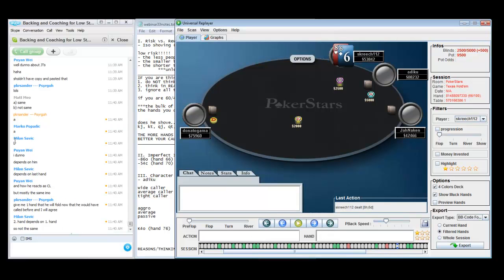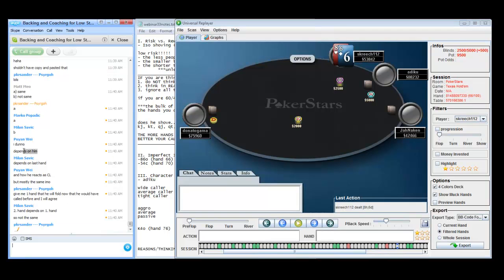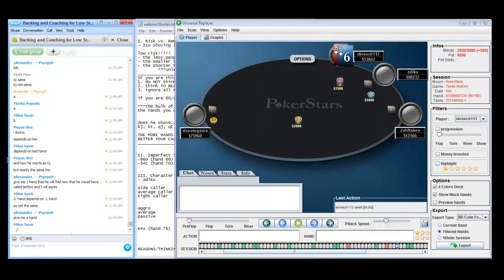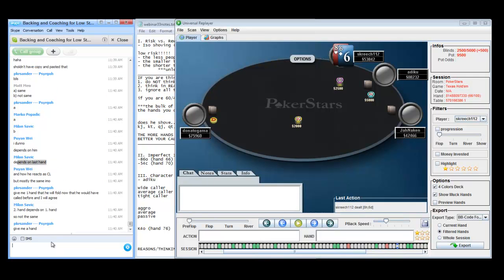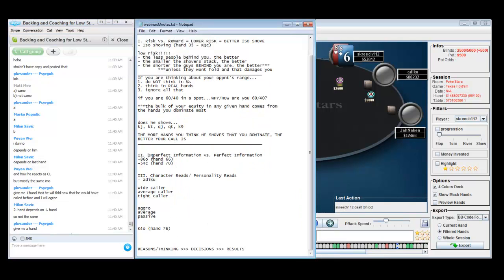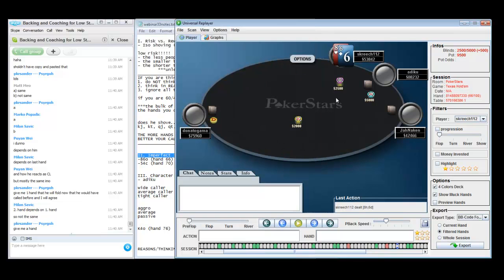Notice how the general answer we're getting is depends, depends, depends. So here you go. Here's your imperfect information. What's he going to call with?